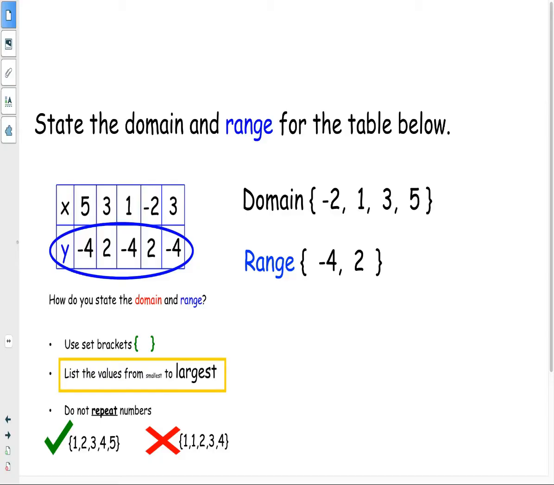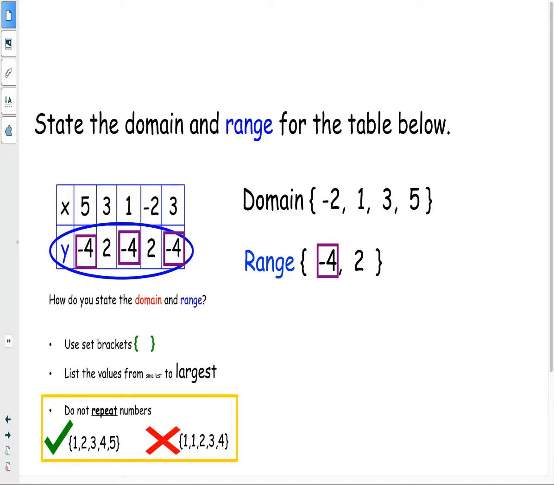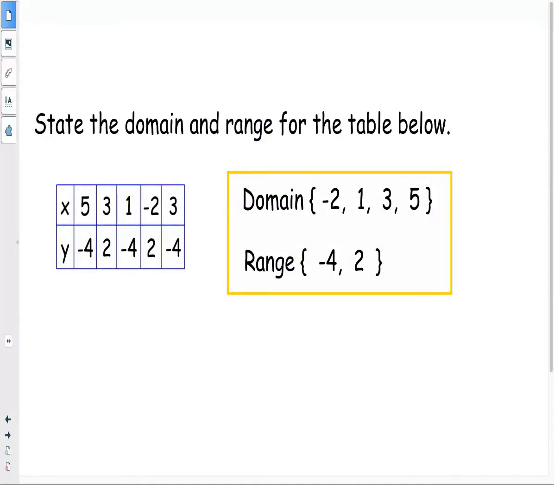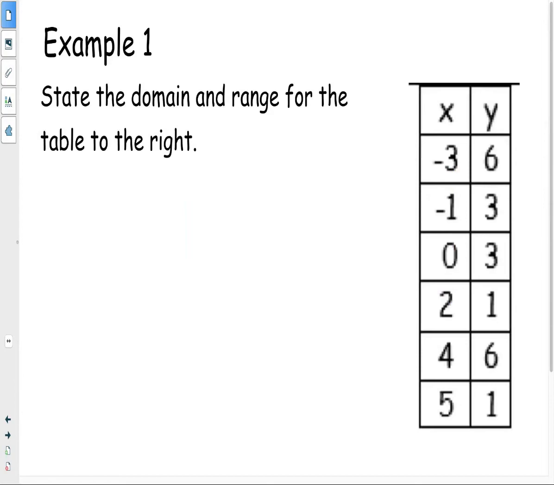The reason you only see 2 of them is because of the last rule of not having any repeated numbers. So even though there were 3 -4s, I only list 1 of them in my range. Likewise with the 2, even though there were 2 of them, only 1 makes it into my answer. And there you have the domain and range of this table.